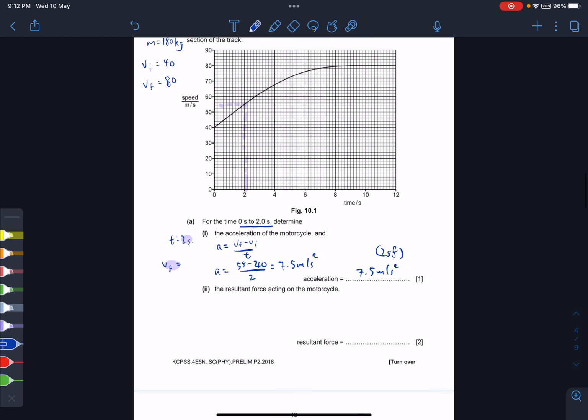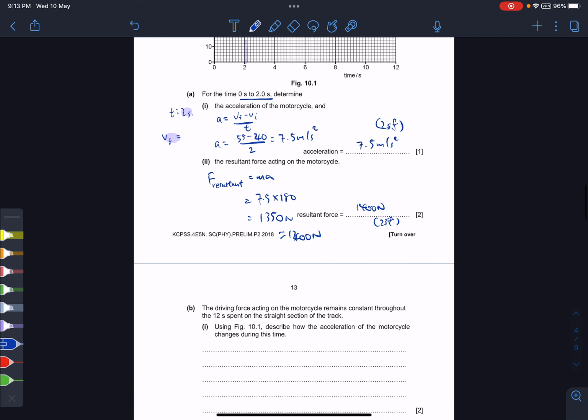Yay. Yep, next. Oh, resultant force. Hey, sounds familiar, right? Remember F equals ma? Your resultant force equal to MA. Hey, I got A. Do I have the mass? I have the mass. So it's actually just 7.5 times 180 kg, which gives you an answer of 1350 Newton, which is 1400 Newton. 2SF. Cool. Yep.